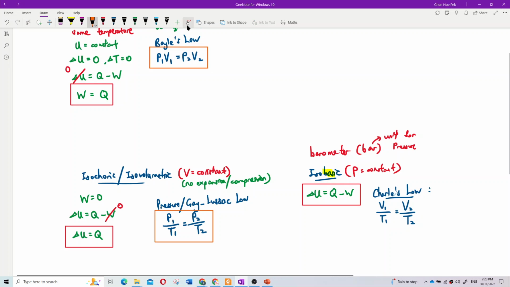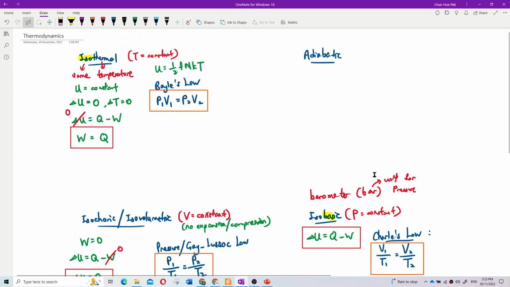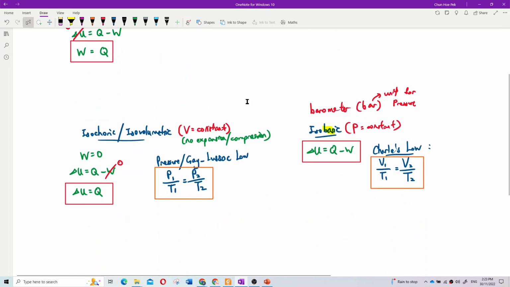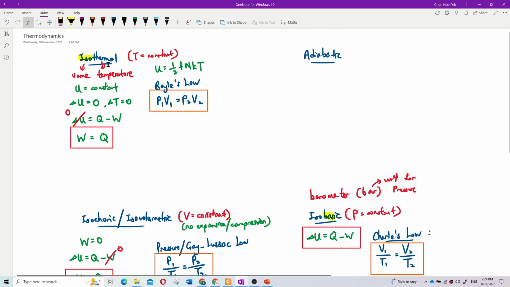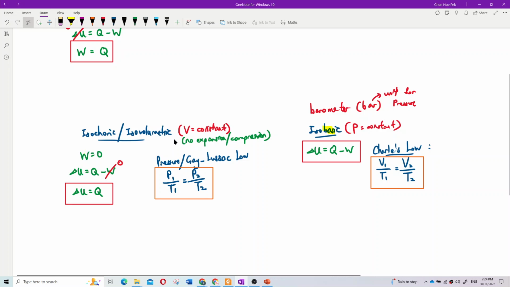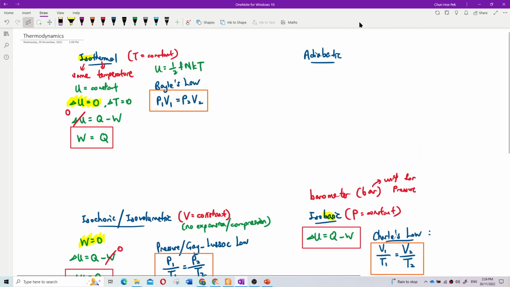And then there's the formula for Charles law. Okay, Charles law, isobaric. Okay, how about adiabatic? Just now isothermal process, delta U is 0. And then isovolumetric is work done 0. So what do you think for adiabatic? We already have delta U 0 and work done 0. How about adiabatic? Q will become 0, sir. Yes, this time Q is 0.